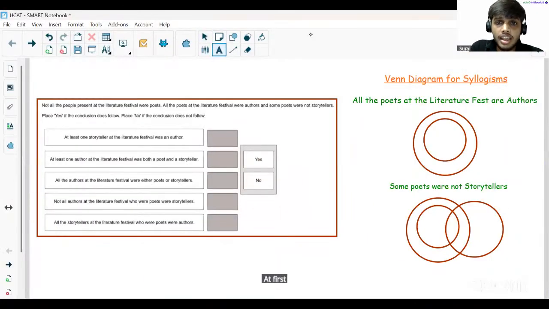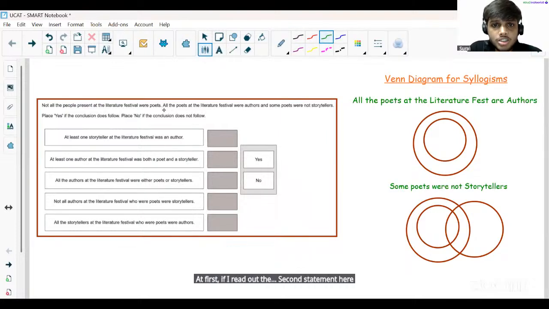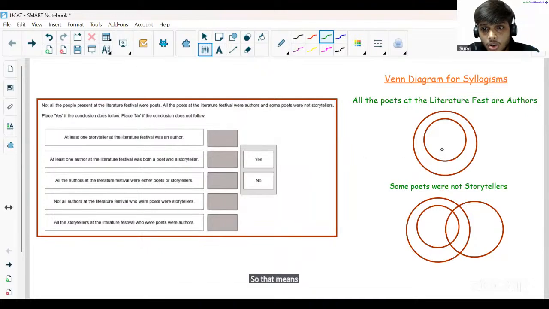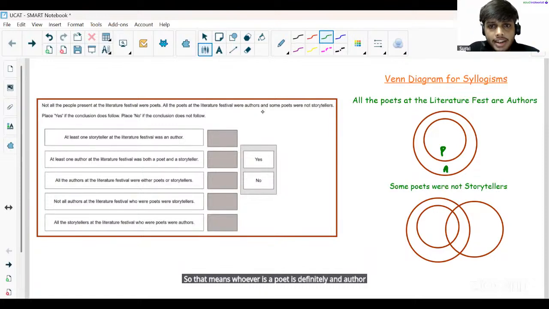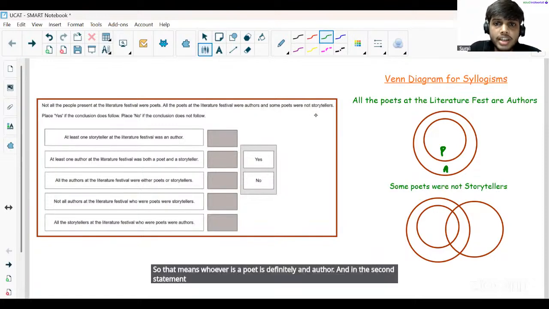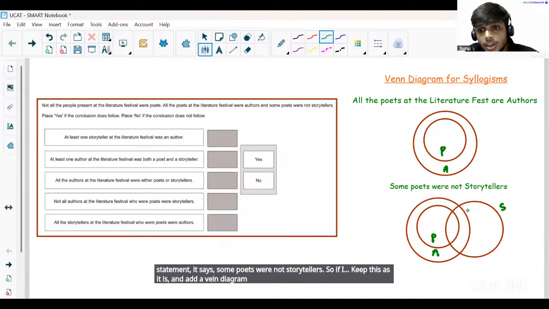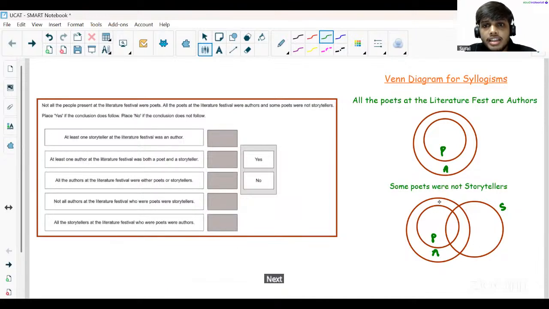At first, if I read out the second statement here, it says all the poets at the literature festival were authors. So that means whoever is a poet is definitely an author. And in the next statement, it says some poets were not storytellers. So if I keep this as it is and add a Venn diagram for the storytellers next to it, then it will help me in getting to the conclusions faster.